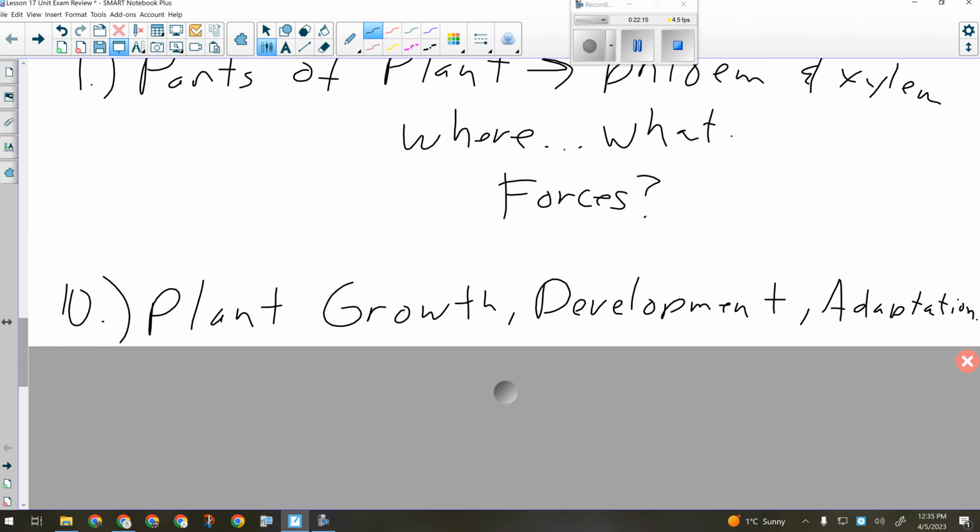All right, plant growth, development, and adaptation. We talked about that the other day. That was the plant hormones. Okay, so there'll be some multiple choice questions about those. But there could also be some questions in the written that have pictures.